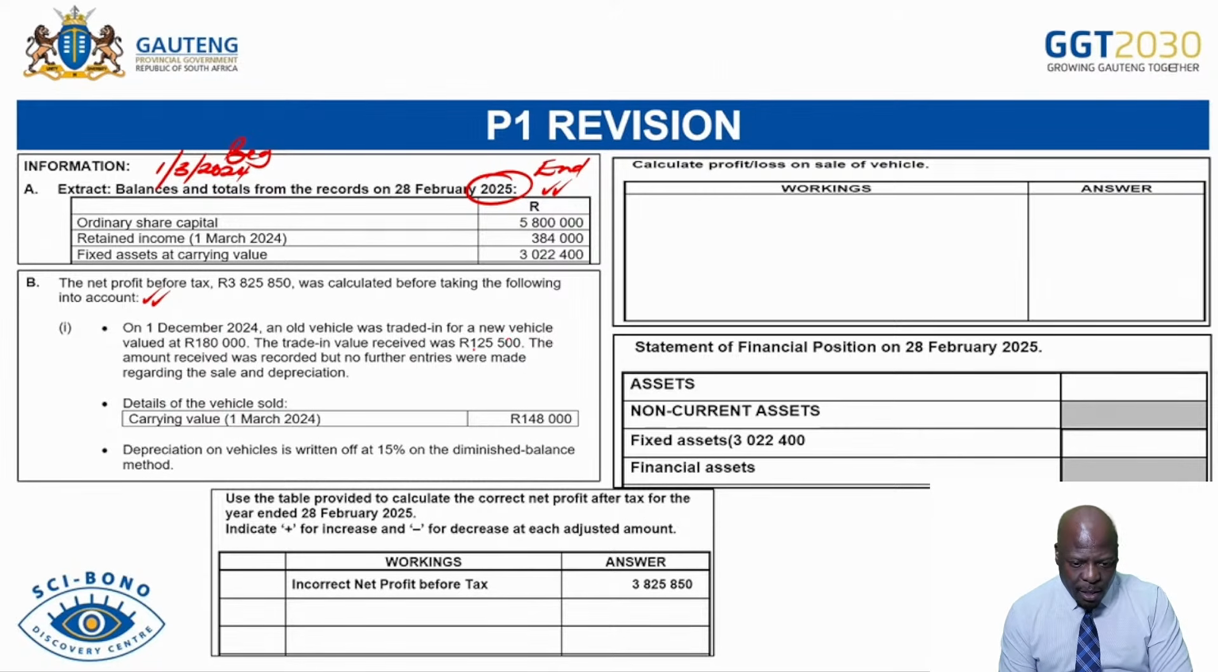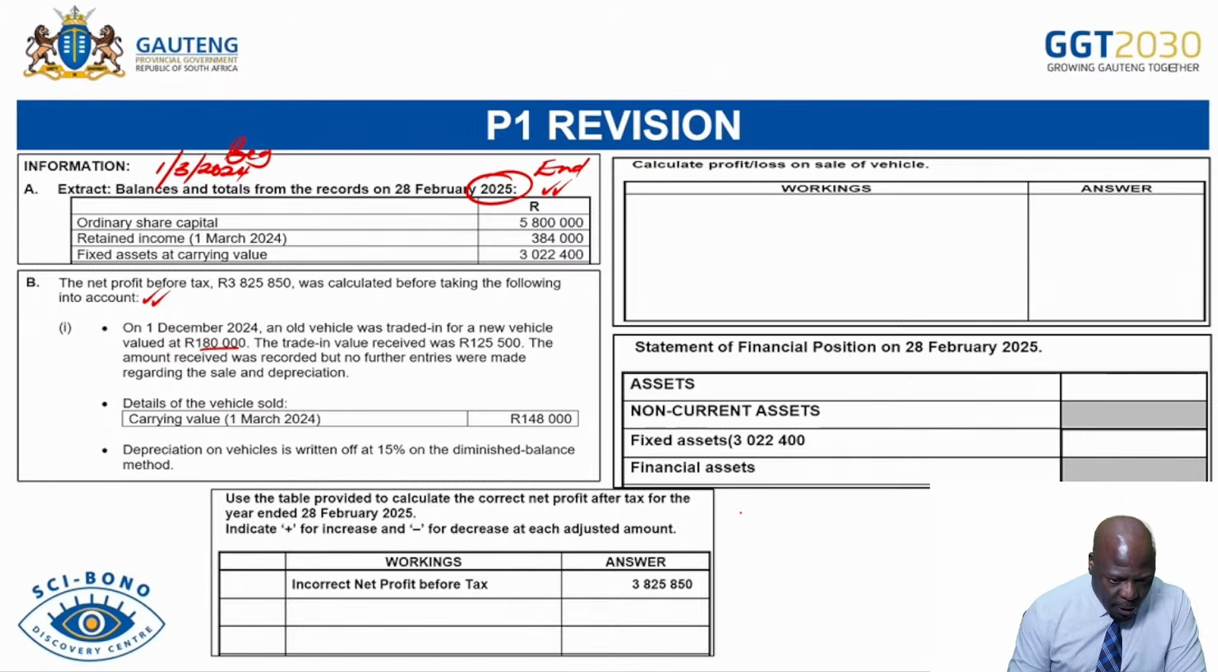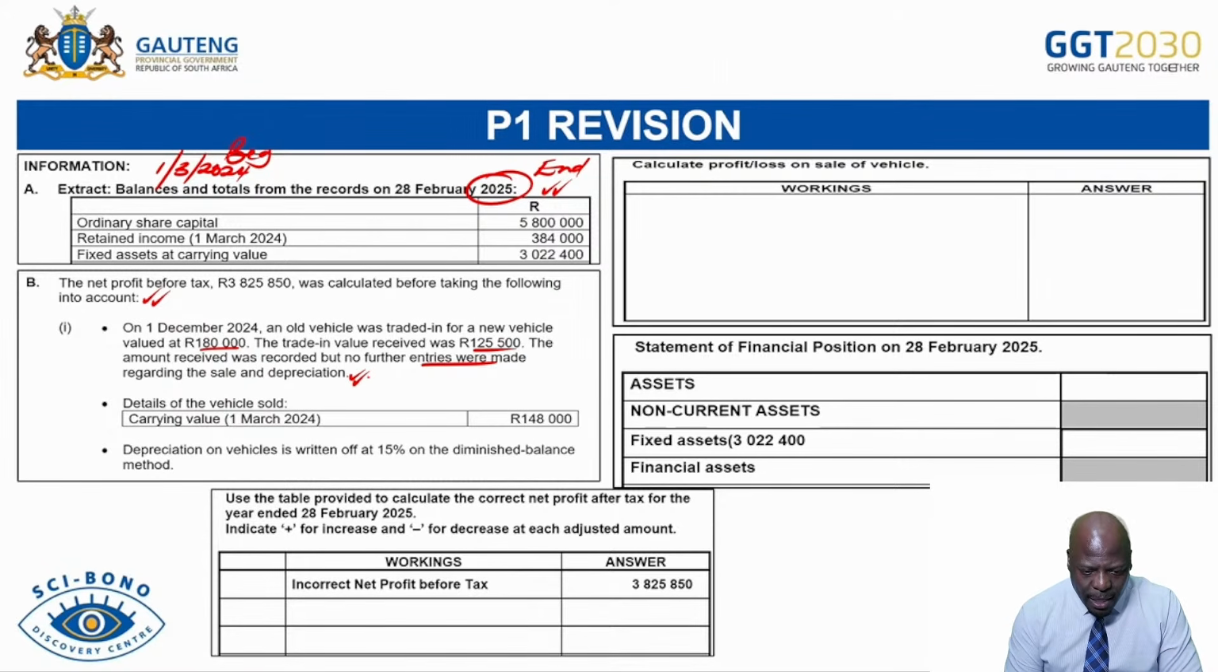valued at 180,000. Okay, so we have two vehicles there. An old vehicle was traded in, and for a new vehicle valued at 180,000. All right, and then the trade-in value was 125,500. The amount received was recorded, but no further entries were made regarding the sale and the depreciation.